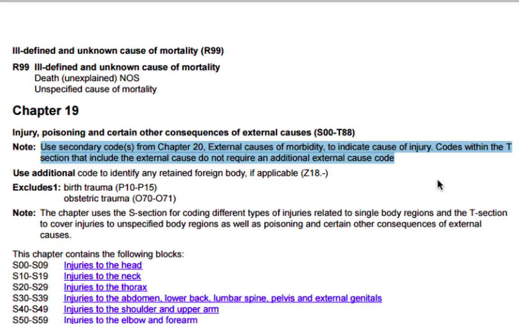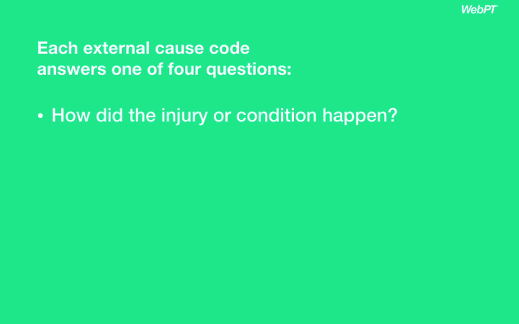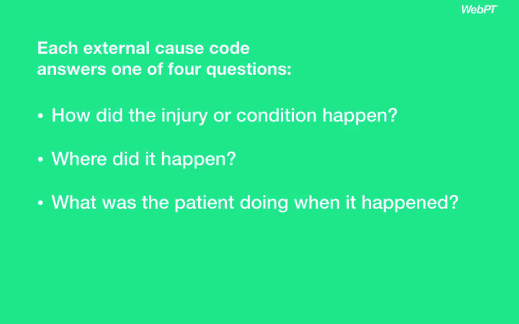Each external cause code answers one of 4 questions. How did the injury or condition happen? Where did it happen? What was the patient doing when it happened? And was it intentional or unintentional? You can use as many external cause codes as necessary to explain the patient's condition to the fullest extent possible.